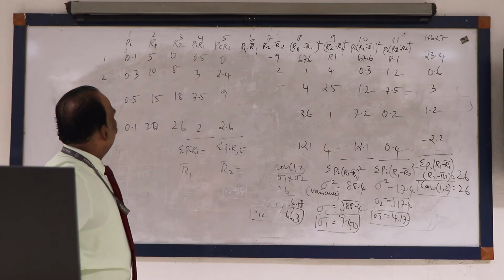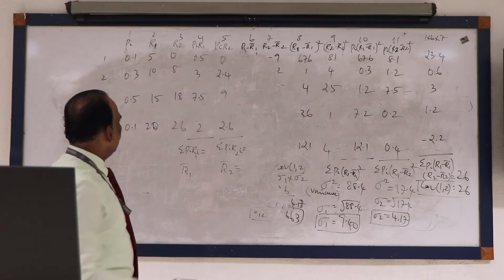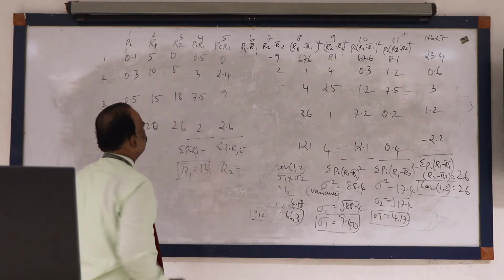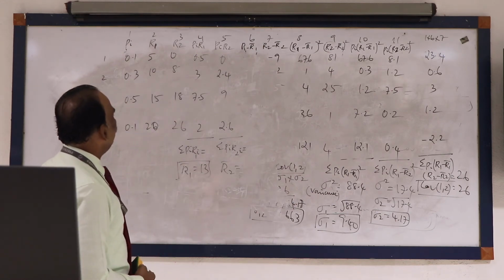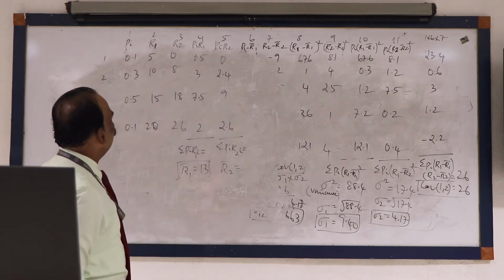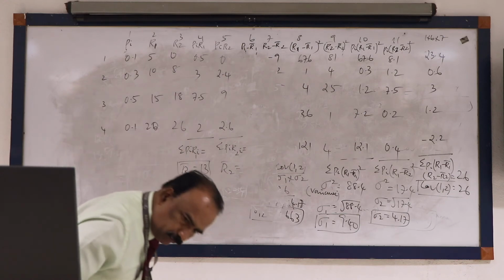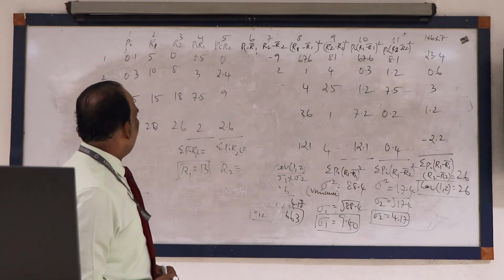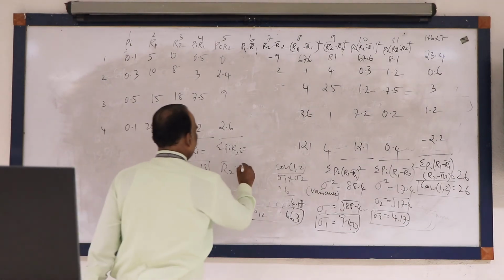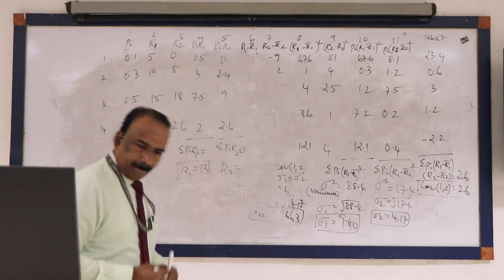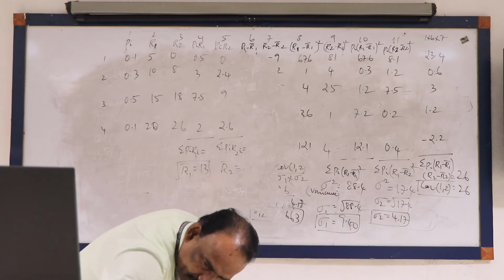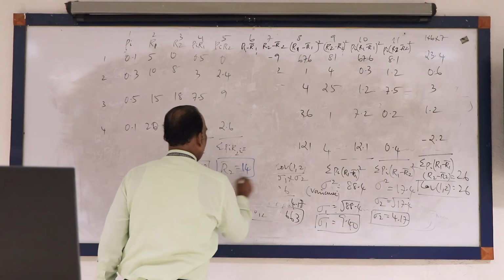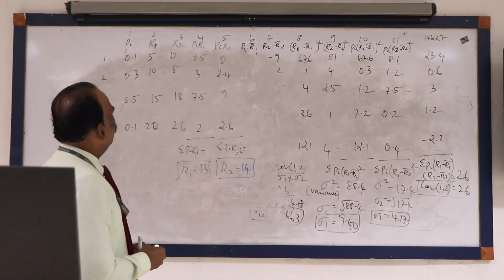0.5 plus 7.5 plus 3 plus 2 is 13, correct? First one is 13. Then 2.4 plus 2.6 is 5, 5 plus 9 is 14. Second one is 14, correct? Yes, 14, okay.